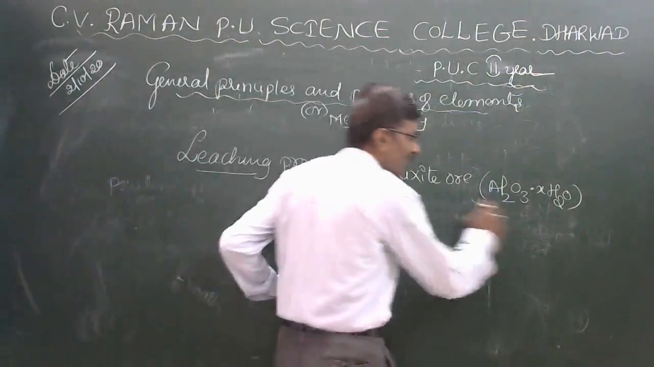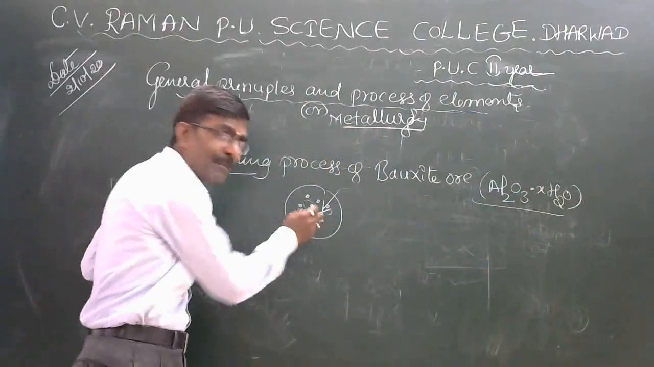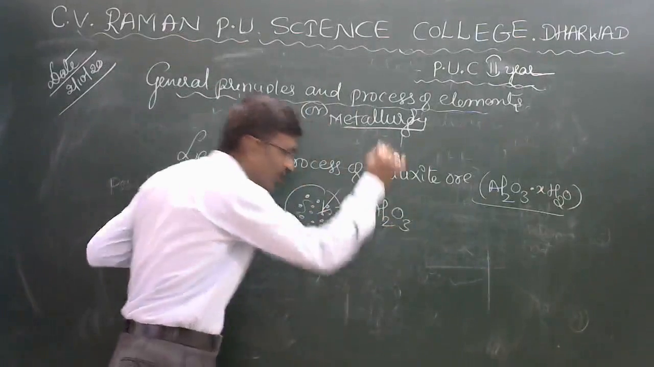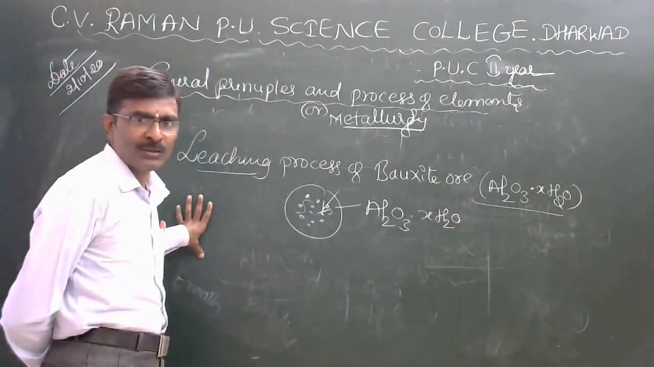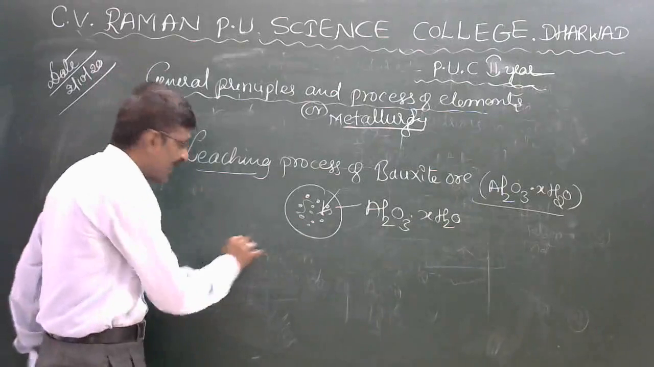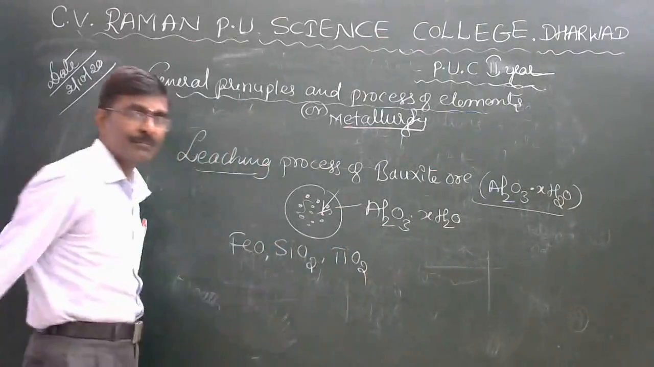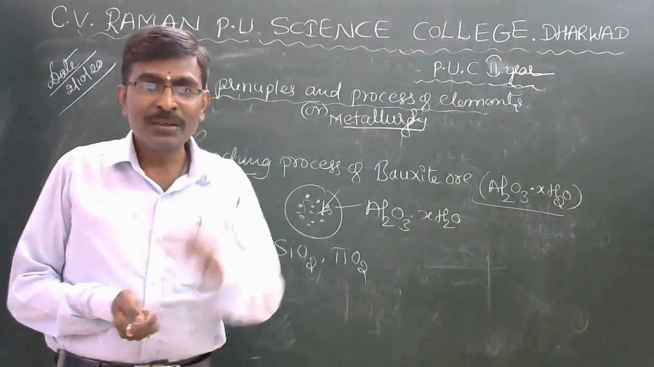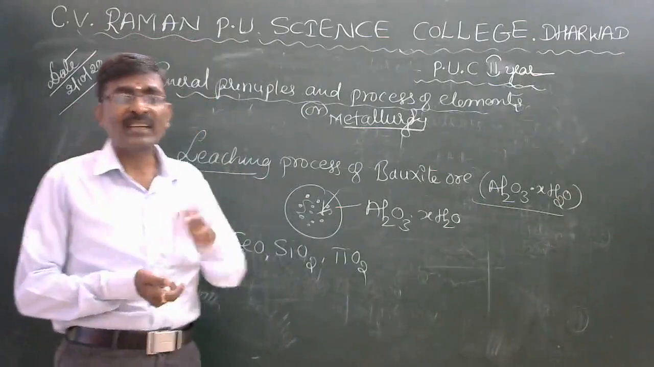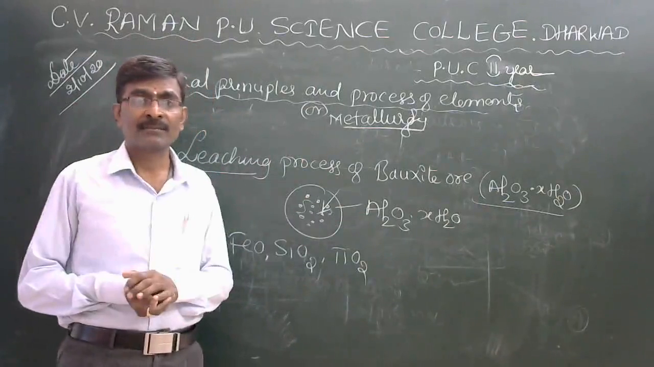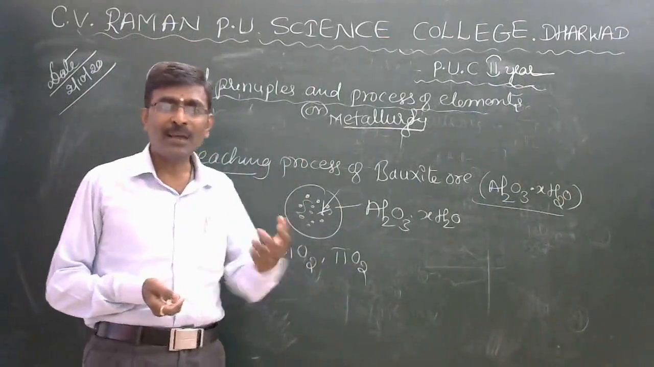We took bauxite ore, that is Al2O3 into X mole of water. So imagine this is aluminium, Al2O3, bauxite ore, into X water. The aluminium contains impurities such as iron oxide, silicon dioxide, and titanium oxide present in the ore. So this bauxite ore contains silicon dioxide, titanium oxide, iron oxide as impurities. These impurities can be leached.